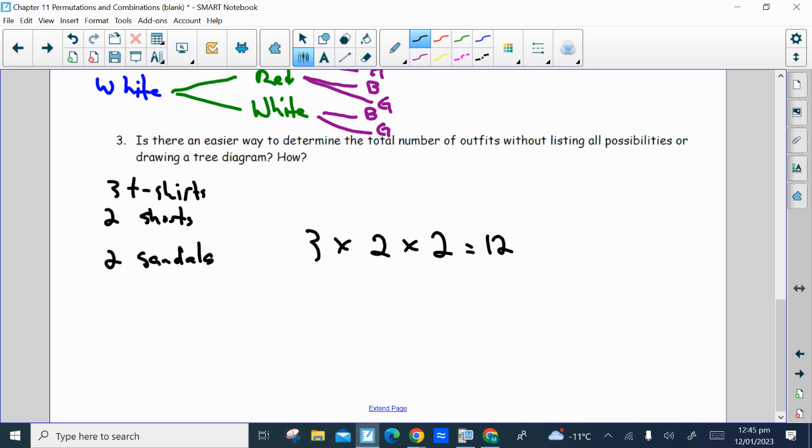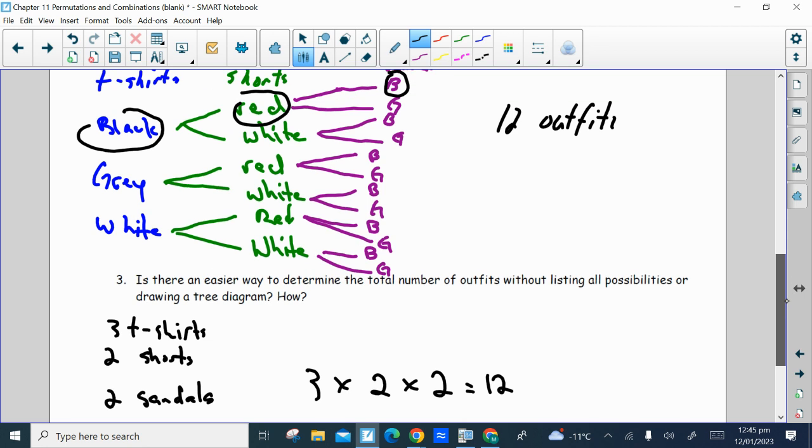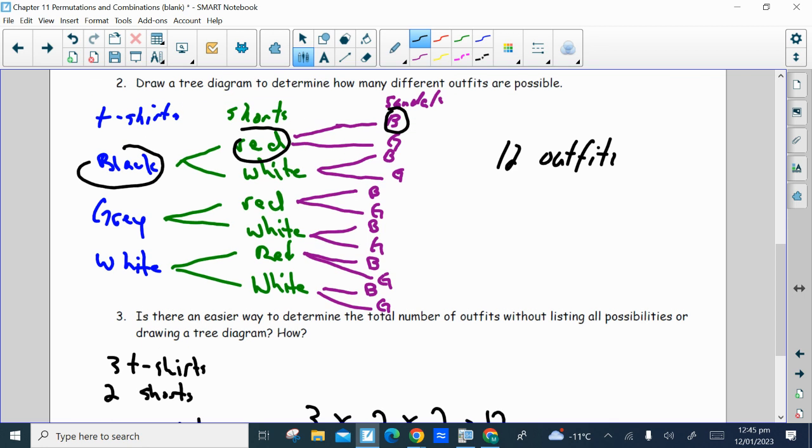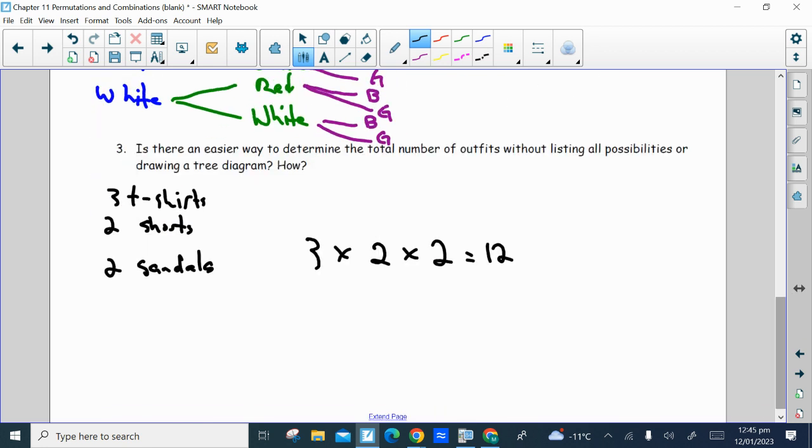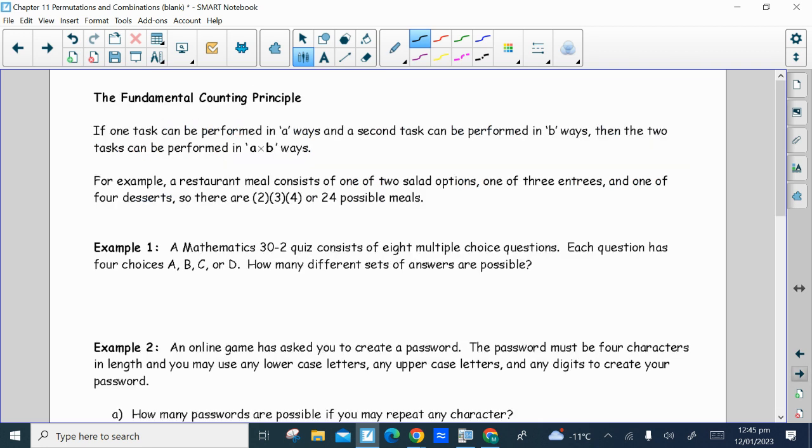So this is a strategy that we would use if we just need to know the number of different possibilities there are, as opposed to what are the different possibilities. Because the tree diagram would be used for what are the different possibilities. You can also obviously use it for how many are possible, but if that's all you want, then this second method would be the way to do it. Multiplying those together. And we have a name for that. It's called the fundamental counting principle. If one task can be performed in A ways and the second task in B ways, then the 2 tasks can be performed in A times B ways.